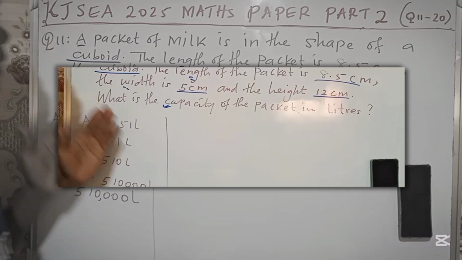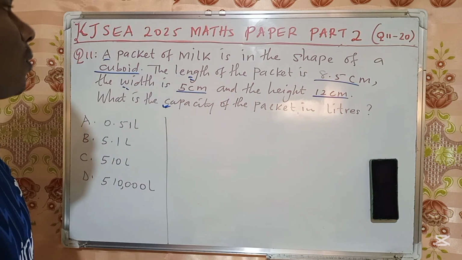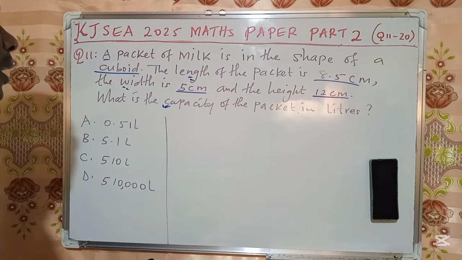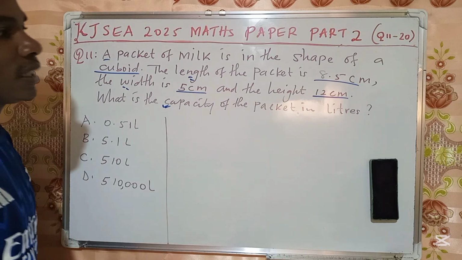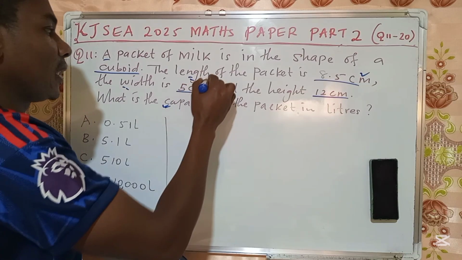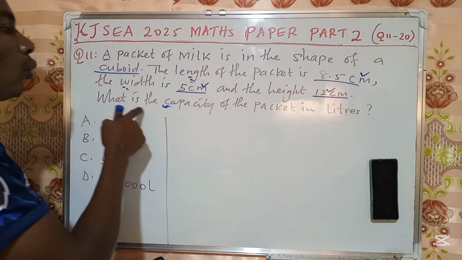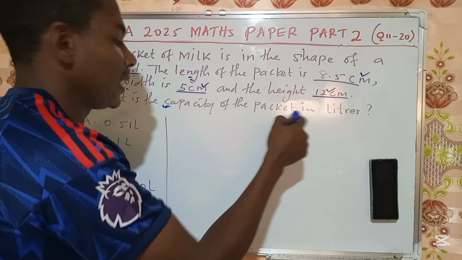Question 11 reads: a packet of milk is in the shape of a cuboid. The length of the packet is 8.5 centimeters, the width is 5 centimeters and the height is 12 centimeters. Now, what is the capacity of the packet in liters?